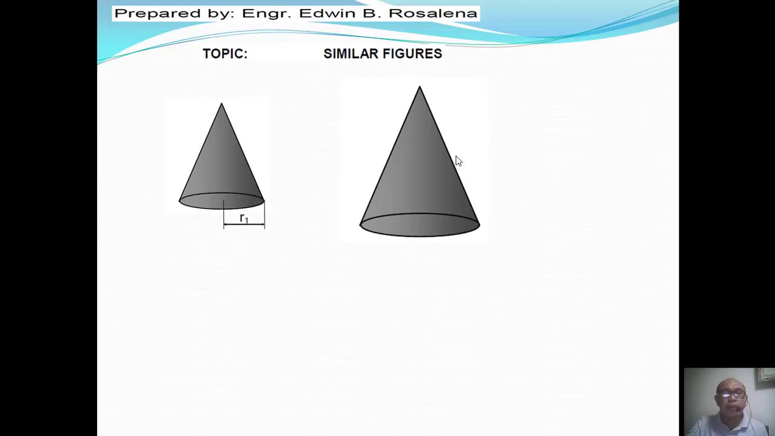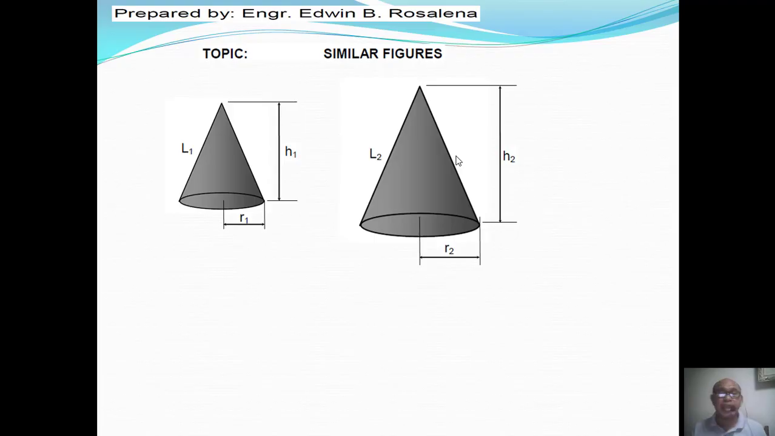I will call R1 the radius of the first cone, H1 the altitude, and L1 the slant height of cone 1. So all the subscript 1 refer to the first cone. For the second one, we have radius R2, height H2, and slant height L2. So what can we apply?